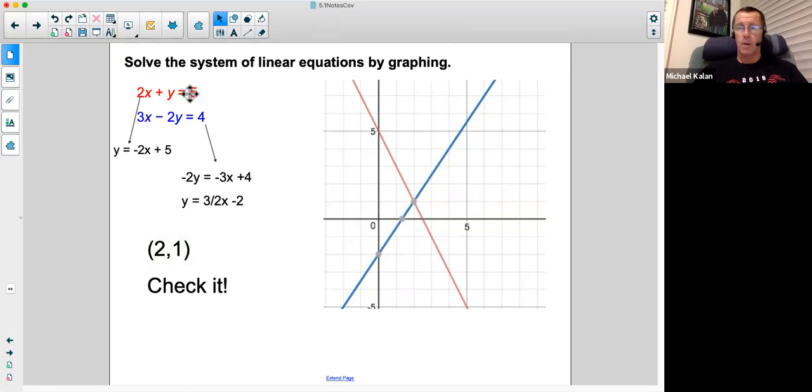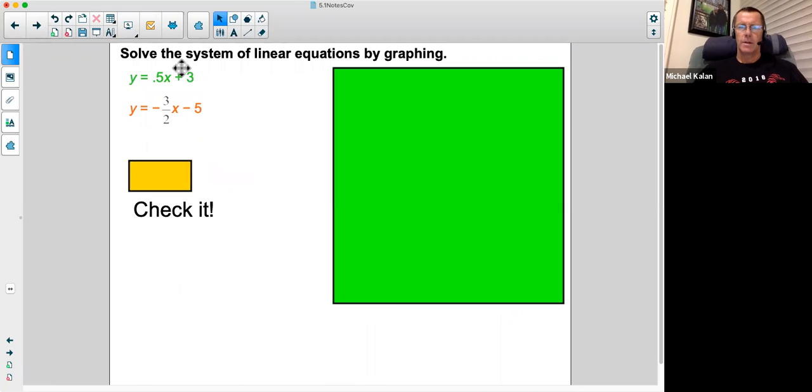If I plug in, go back to your original, okay? 2 times 2 is 4, plus 1 is 5. 5 equals 5, okay? It works for the red one. If I plug in 2 for x here, 3 times 2 is 6. -2 times 1 is -2. 6 minus 2, or 6 combined with -2, is 4. It checks. Check, check. All right. Okay, so go ahead and try this one.